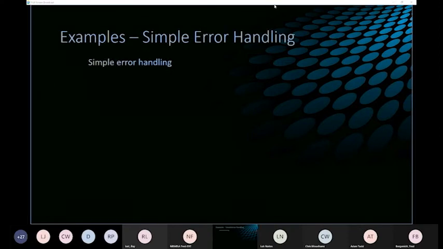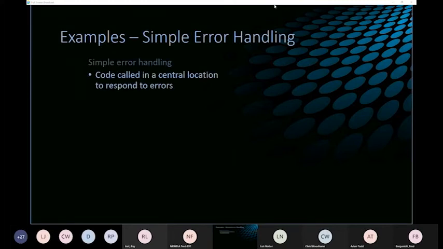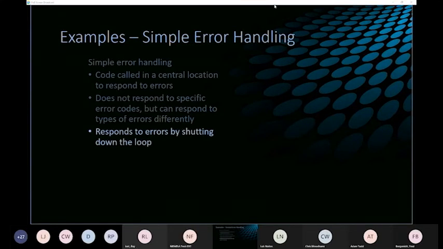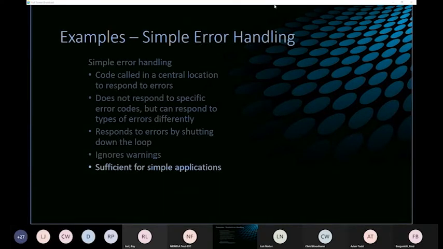All right, so we're going to see some examples here now. We're going to look at simple error handling first. So that's code that we call in a central location to respond to errors. Doesn't respond to specific error codes, but can respond to types of errors differently. And it usually responds by shutting down the loop, right? That's the most simple response. So if you're in a loop, let's get out of it. And it's going to ignore warnings. This is sufficient for simple applications.